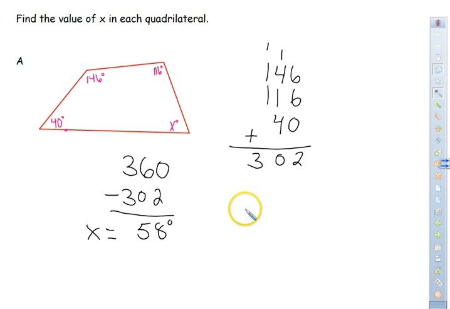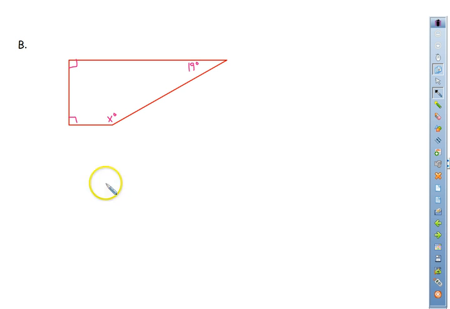So 58 degrees. So again, recap, just add the three angles together, just like you did with a triangle, but you were only given two angles, finding the third. In this case, we're finding 3 of the 4 and subtracting from 360 to get the missing angle. Go ahead and solve this one for the value of x. So please hit pause.